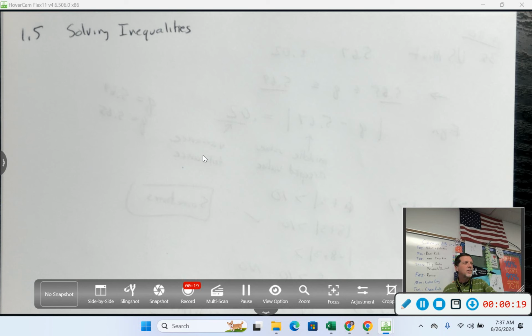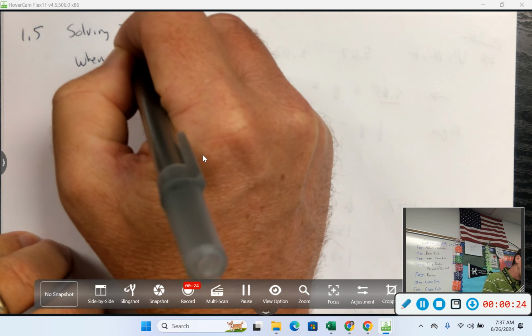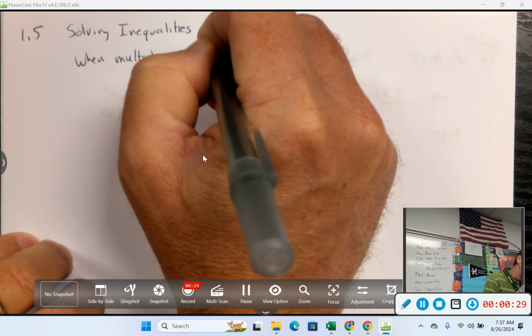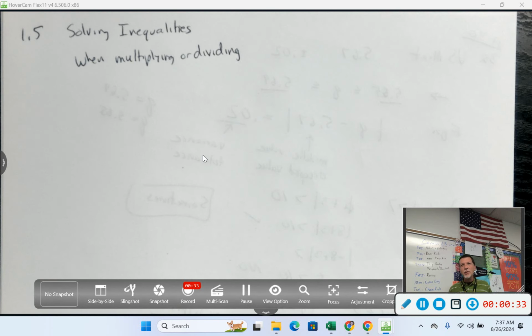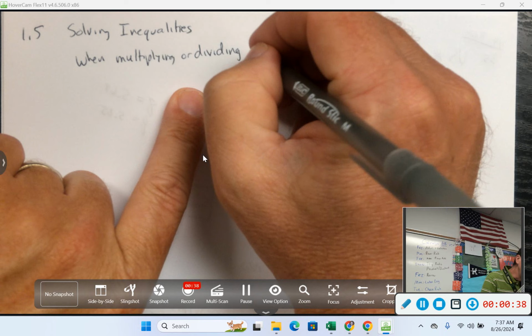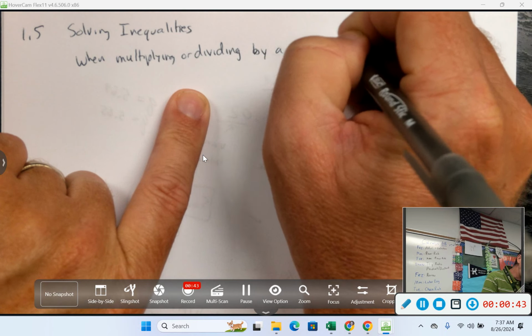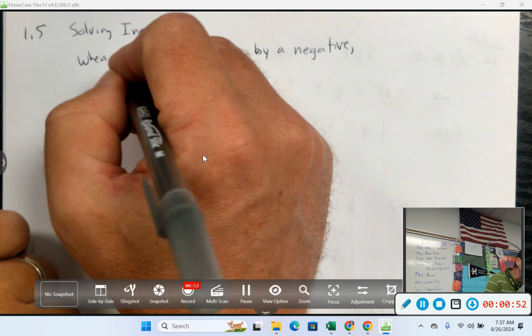So multiply or divide by a negative. That's the inequality when multiplying or dividing, because that's kind of the same thing, right? Multiplying or dividing by 3 is multiplying by a third. That's multiplying or dividing by a negative. What's the rule, or what do you have to do? Flip the inequality.